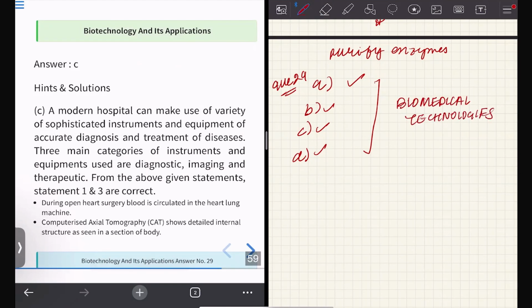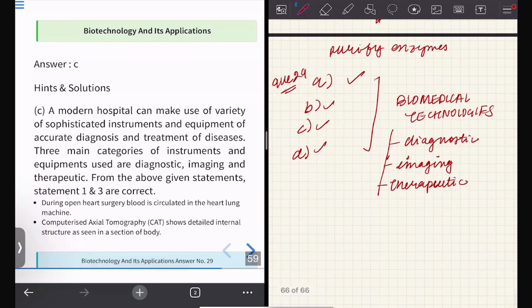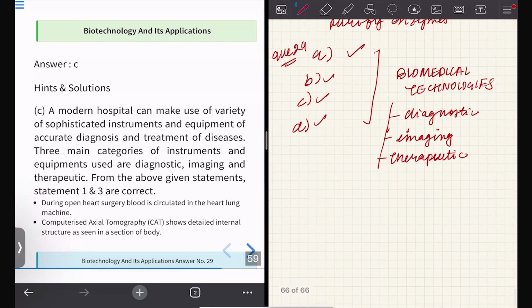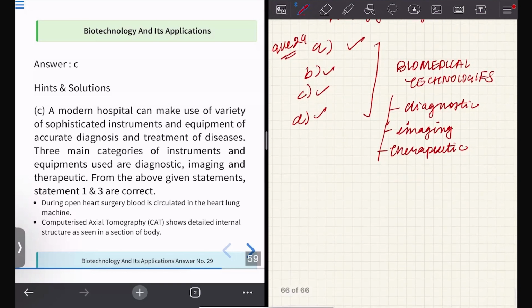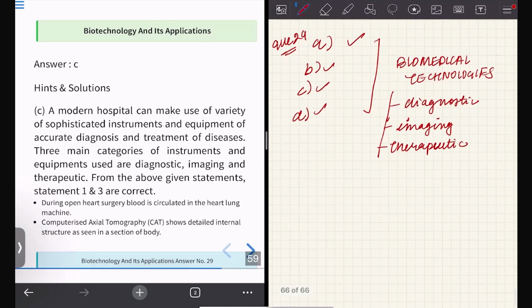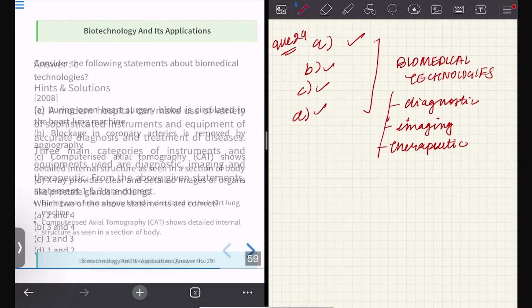So, three main categories are for diagnostic, imaging, and therapeutic. So, option A, which was that during an open heart surgery, blood is being circulated in the heart lung machine. This one is the correct option. And we had option 3, which was computerized tomography. It showed detailed internal structures. Both of these were correct. And we have option C, in which 1 and 3 were correct. Okay. So we have next question.